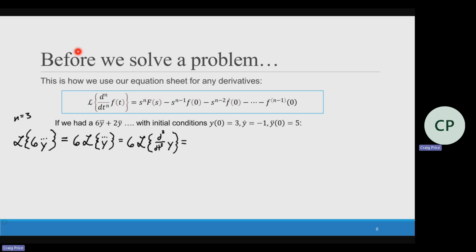Okay, now we're going to expand on this. The first thing I'm going to do is have a 6, because everything is going to get multiplied by that constant. Now we're going to expand on what the Laplace transform of y triple dot is. First thing we're going to have is s to the n. We already said n is equal to 3, so we're going to have an s cubed times our function, which in this case is y. So now we're in the s domain. We have s cubed times y.